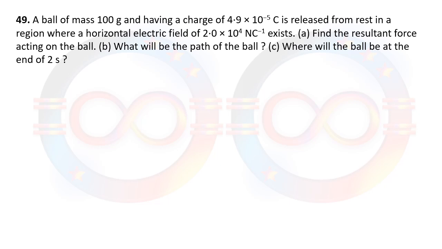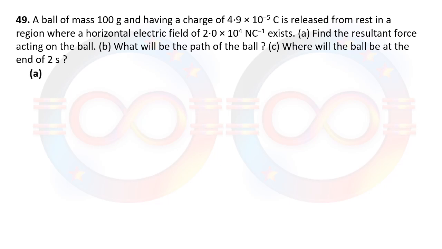Now moving to question number 49. A ball of mass 100 gram having a charge 4.9 into 10 raised to minus 5 coulomb is released from rest in a region where a horizontal electric field of 2 into 10 raised to 4 Newton per coulomb exists. The charge is being released where some field is existing already. Find the resultant force acting on the ball. What will be the path of the ball? Where will the ball be at the end of 2 seconds? So mass is there. Because of mass, some gravity force will be there.